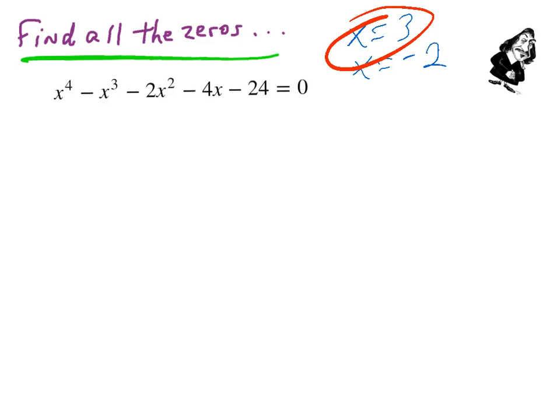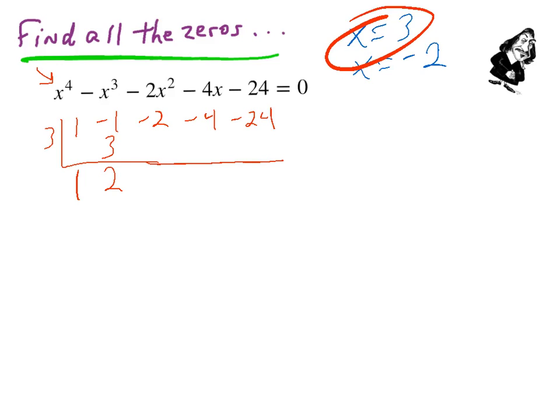So I'm going to start with our first root, x equals 3. Remember, when you're using synthetic division, you want the root out there anyway, so 3 is what we want. We're going to divide it out of this polynomial right here. Our coefficients are 1, negative 1, negative 2, negative 4, and negative 24. Let's see what happens. We bring down that 1 and we multiply 3 times 1, we get 3. We add up that column, we get 2. We multiply that 2 by 3 and we get 6, and we put that there.